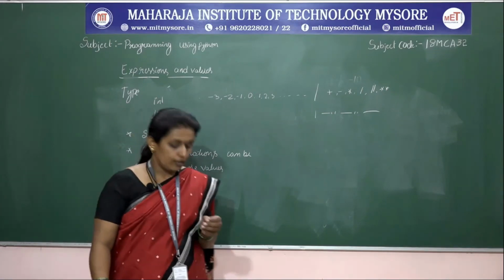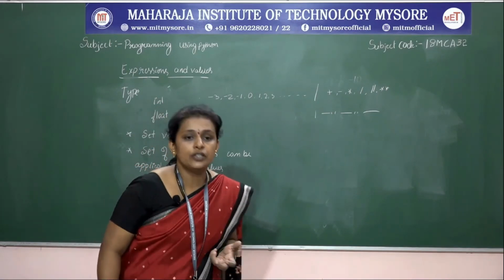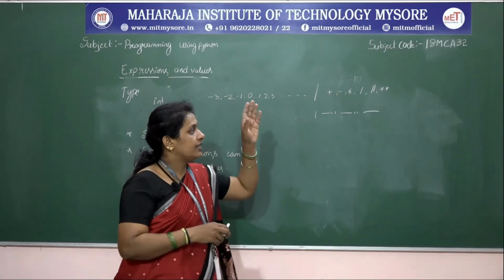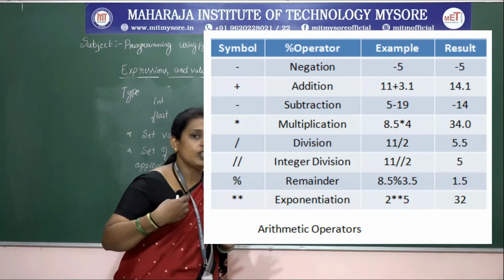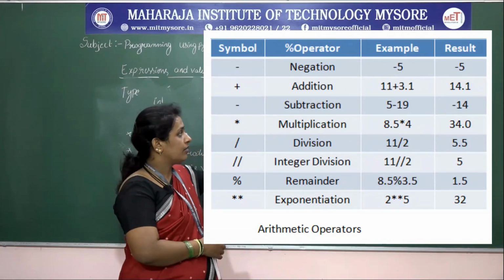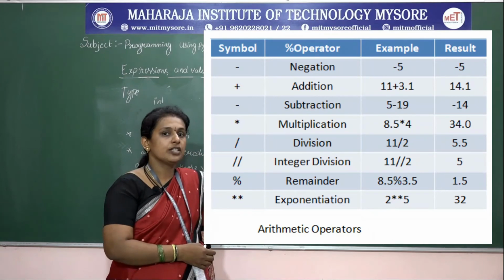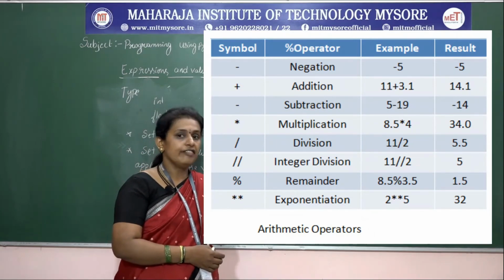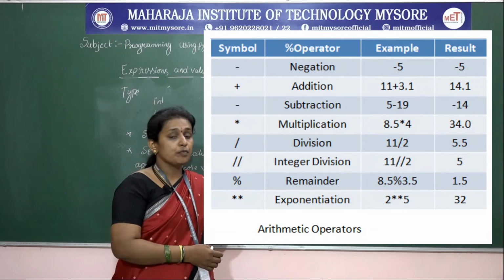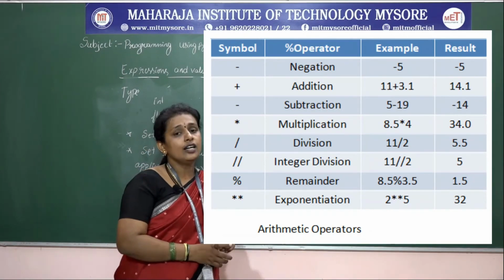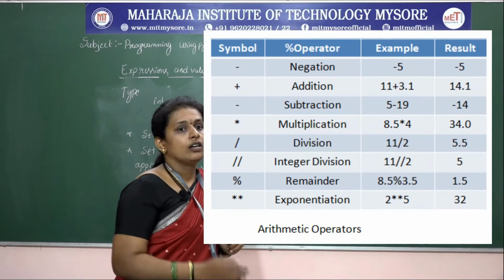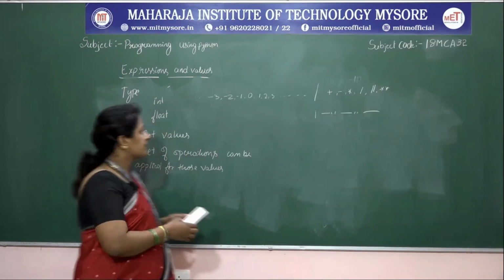The values of a float are a subset of the real numbers. The table shows the different operations performed so far: addition, subtraction, multiplication, division, integer division, the modulus operator, then power operations.